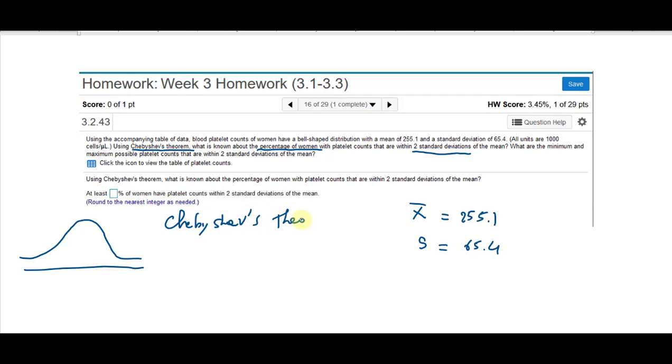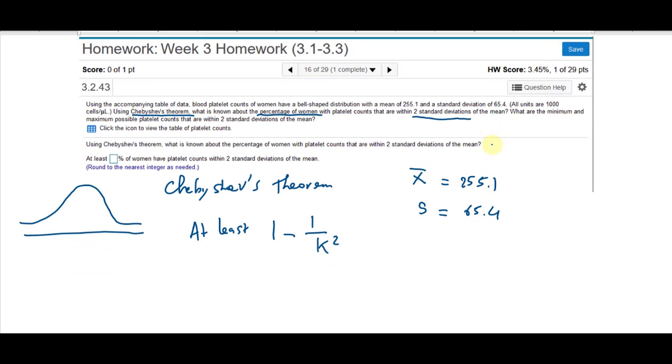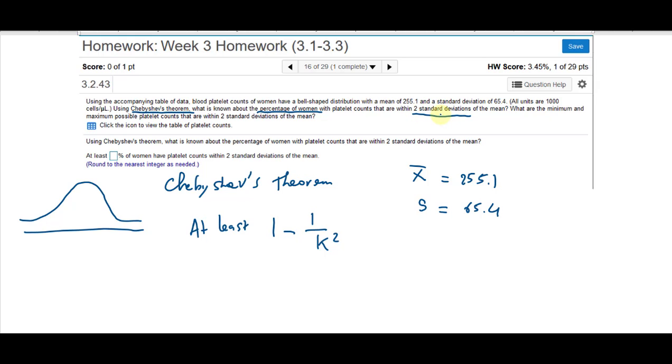The Chebyshev theorem tells you that we have at least 1 minus 1 over k squared. We have at least these percentages within the number of standard deviations of the mean, and the k value here is the number of standard deviations of the mean. In this case, we are looking for 2 standard deviations of the mean. That means k is equal to 2.